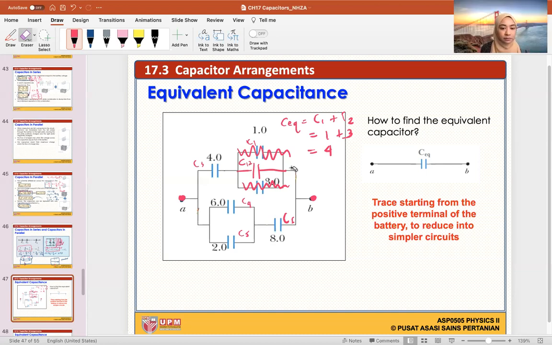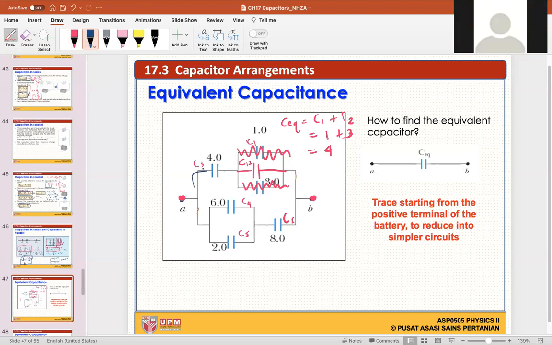Why? Because they are meeting the same current. Yes, correct. Thank you, Divya. That is correct because they are meeting the same current. So if I flow I over here and it meets C3, the I will flow into C12. So same current. That is how you determine whether it's in series or not. So C3 is in series with C12.